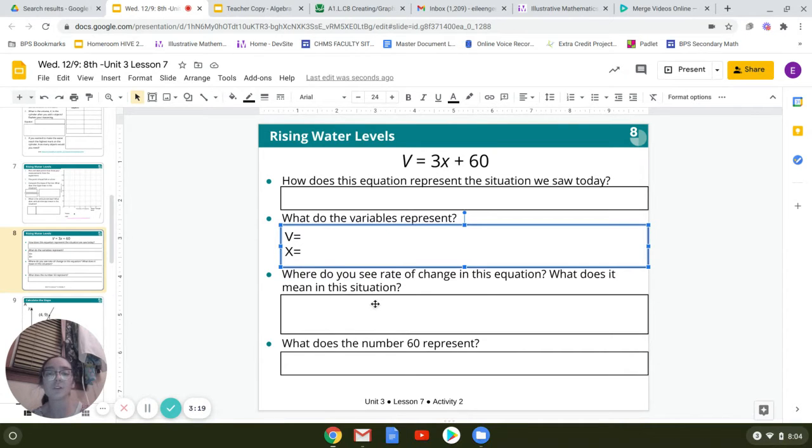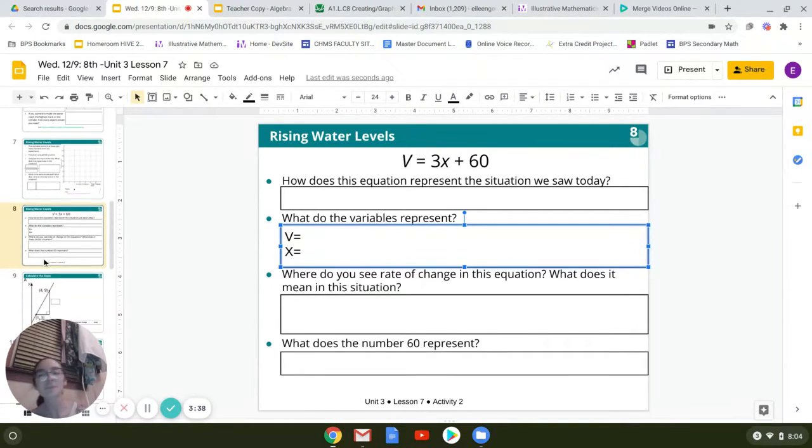So where do you see the rate of change in the equation? Our rate of change is the number attached to our variable, 3. What does the 60 represent? It is the vertical or y-intercept, the amount of water that we started with in the cylinder. I know we did this in class today, but that was a quick 3-minute recap of what we did in class.